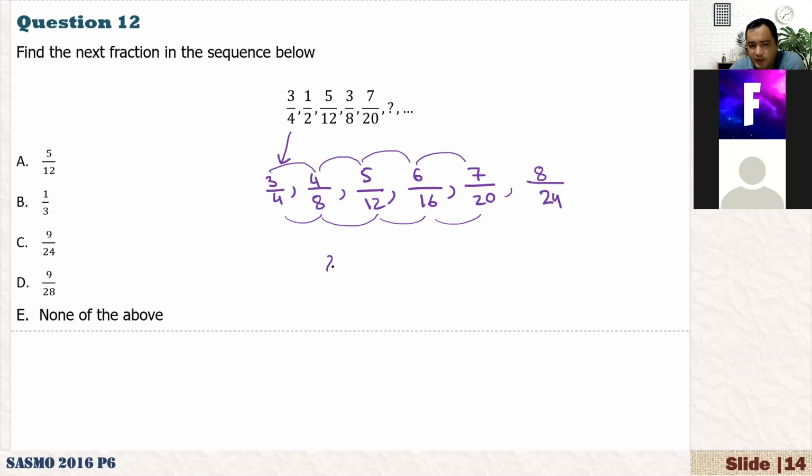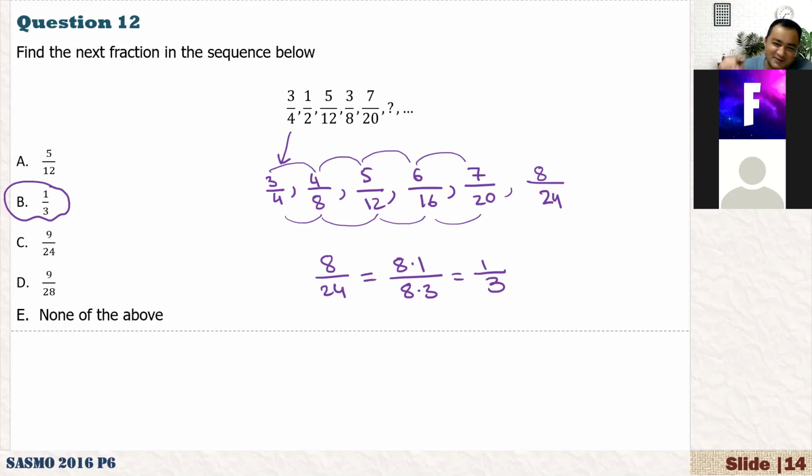But if you simplify 8 over 24, that's equal to 8 times 1 over 8 times 3, which is equivalent to the fraction 1 over 3. So the next fraction should be 1 over 3. Now I understand, Mr. Otto. Very good. If you understand, that's great.